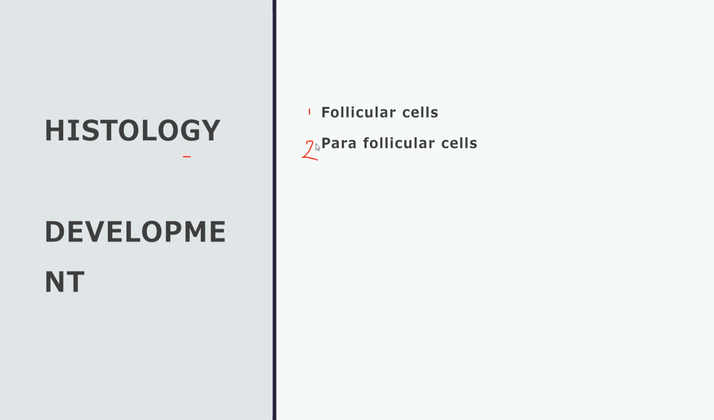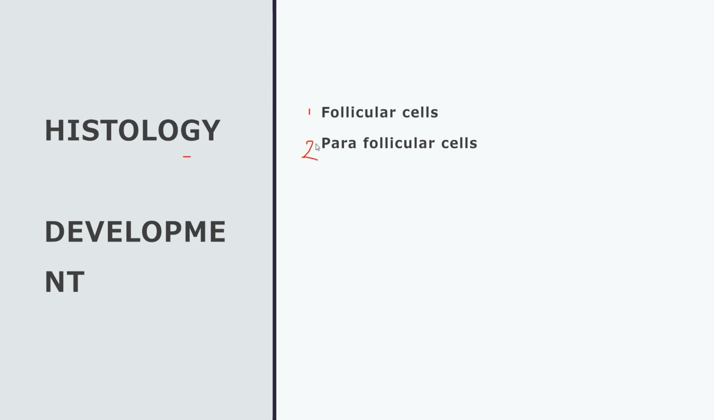Next, parafollicular cells. They are fewer and lighter cells, and they lie in between the follicles. They also secrete thyrocalcitonin, which promotes the deposition of calcium salt in skeletal and other tissues and tends to produce hypocalcemia.